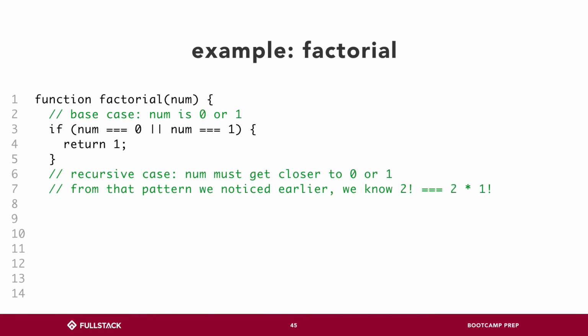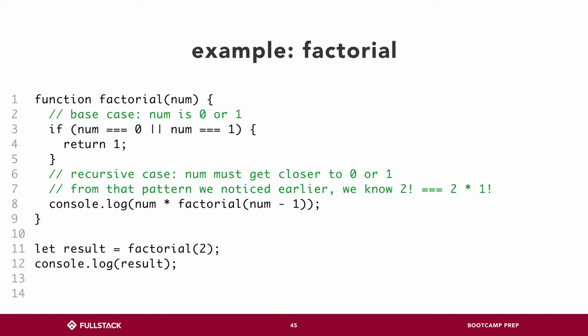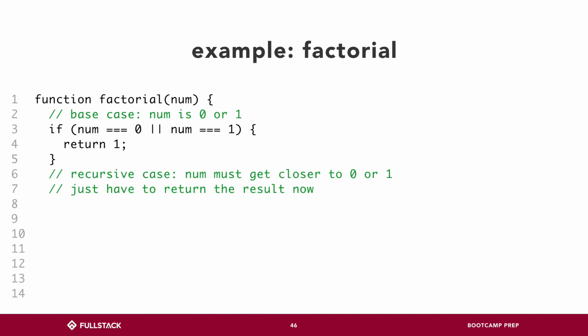So we know that 2 factorial is 2 times 1. So let's console log out 2, the num, times factorial of 2 minus 1, which is the definition of factorial. And here again, we get 2, which is the answer we want. Again, we're still getting undefined for the result because we're not returning anything. So now let's just figure out what we return.